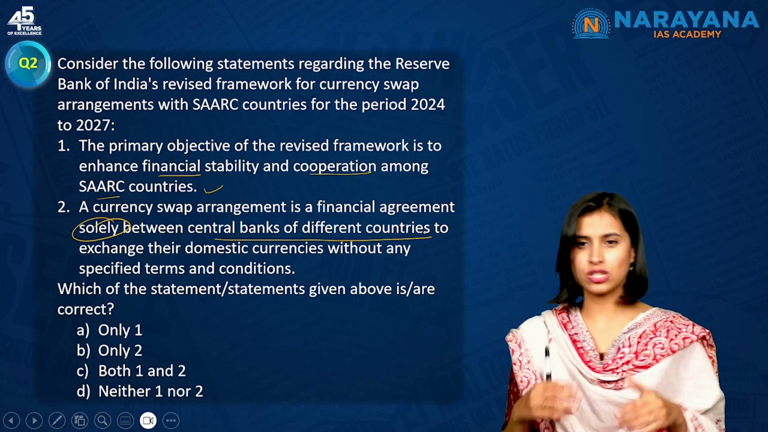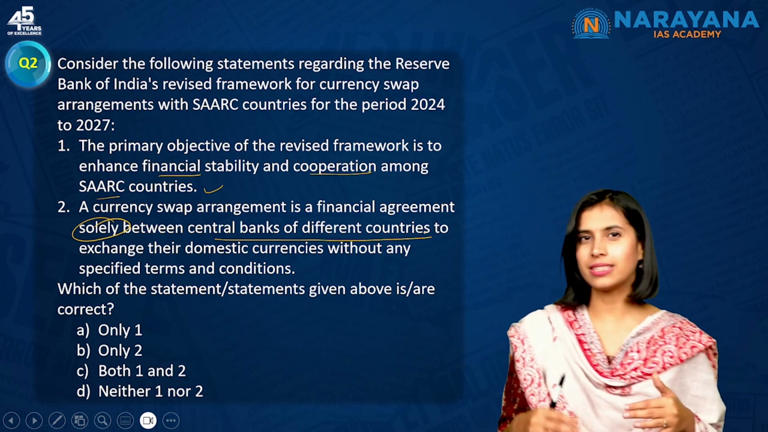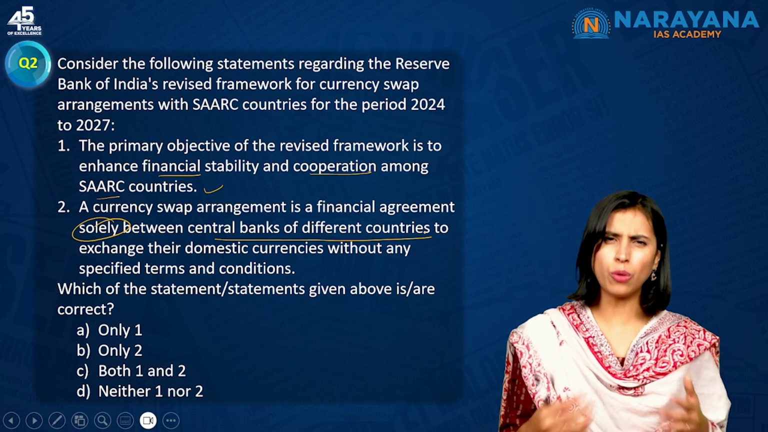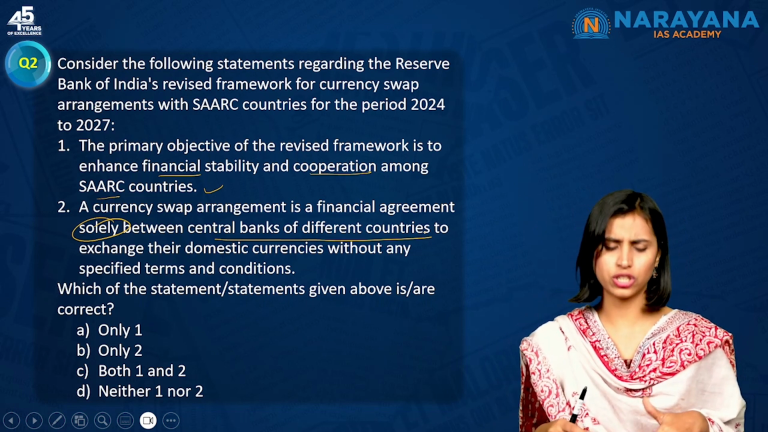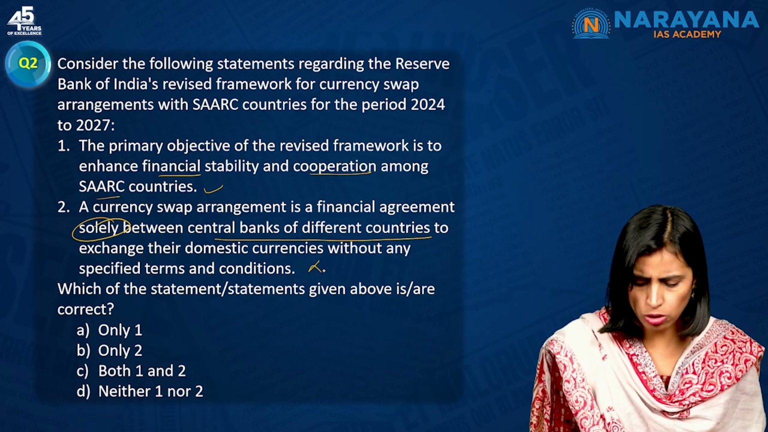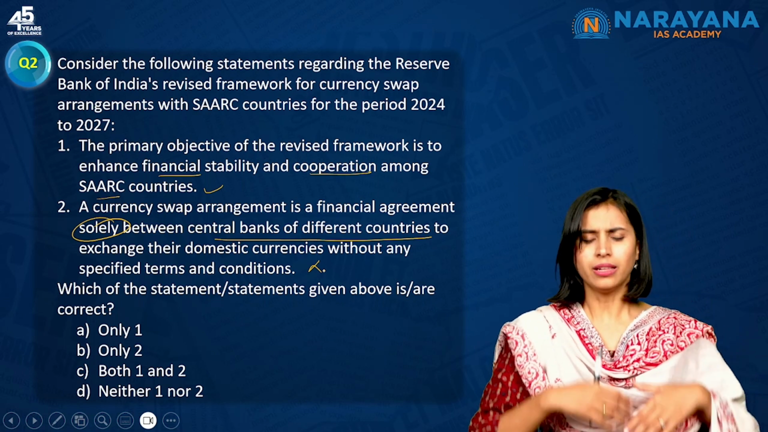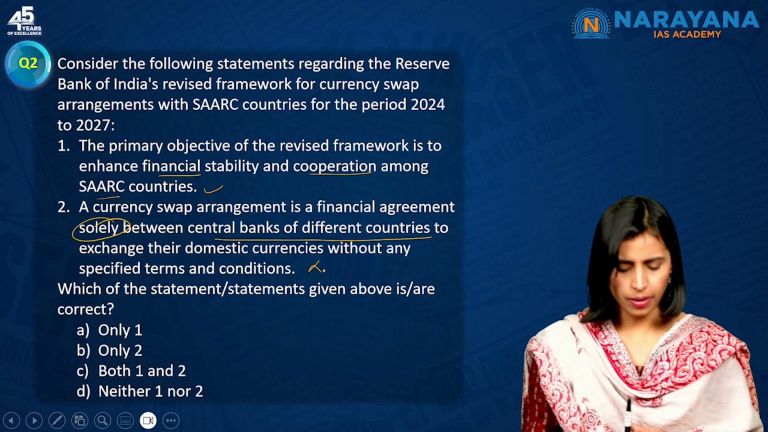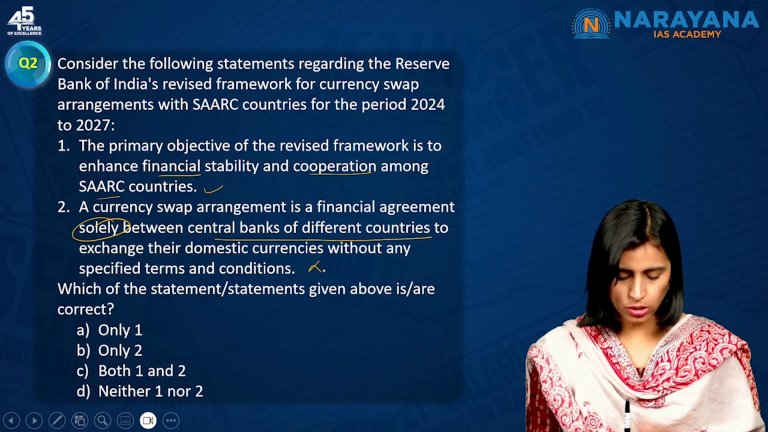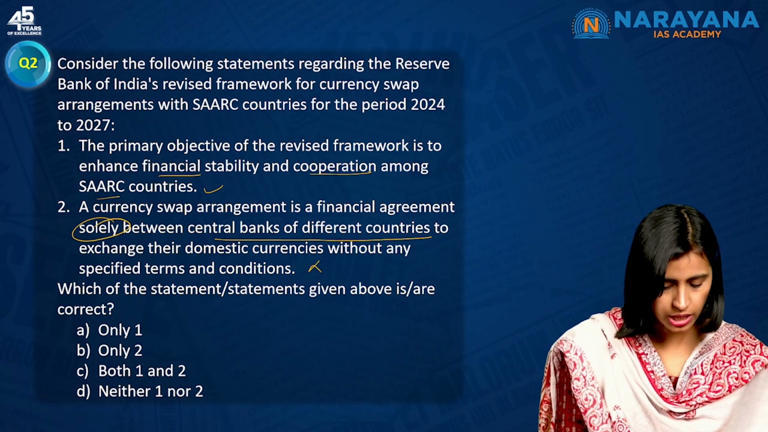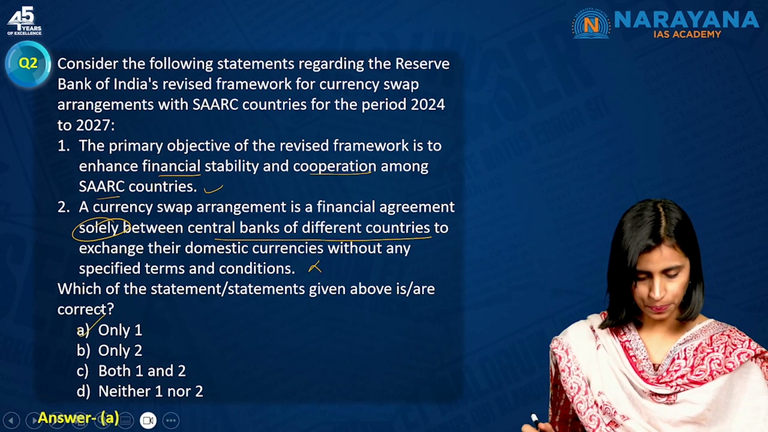The word 'solely' makes it wrong, and generally there are terms and conditions. It's not without terms and conditions. There are certain terms and conditions, and hence of course statement 2 is also wrong, because it's not just the central bank; countries and other entities can also participate in that. So statement 2 is wrong, and your answer is going to be 1 only.